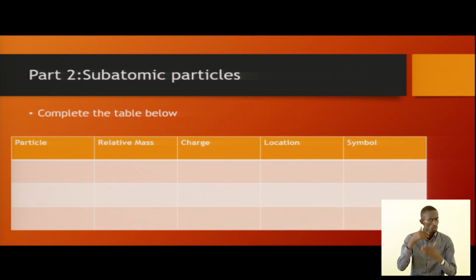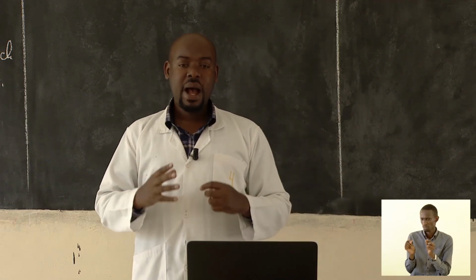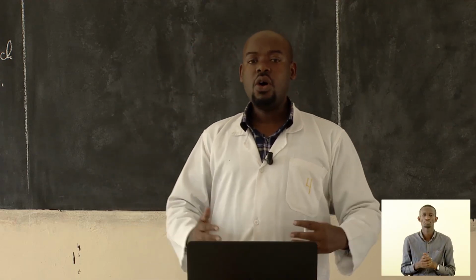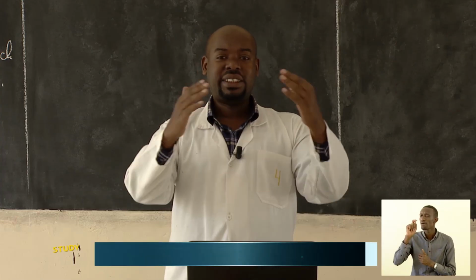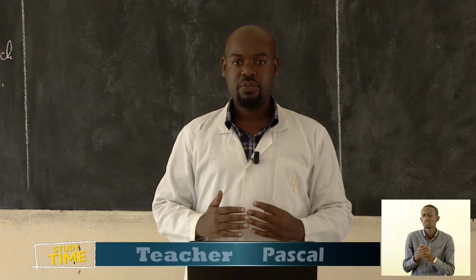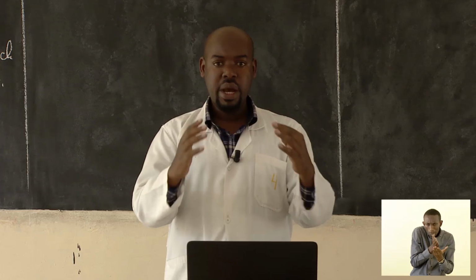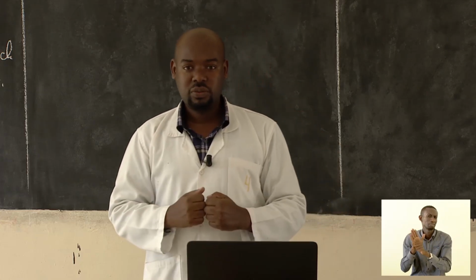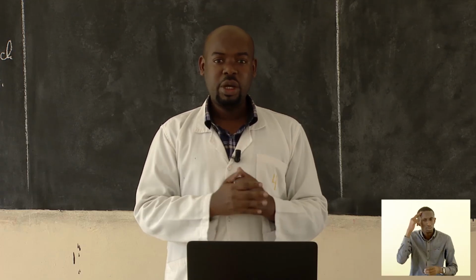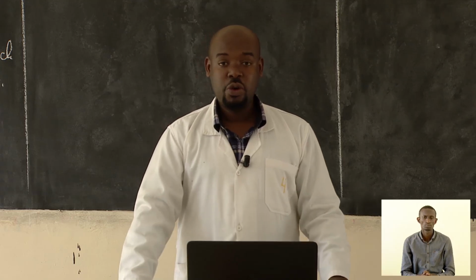Remember, we have seen that we defined an atom as the smallest particle of matter. But we have seen that an atom is also composed by subatomic particles, the particles which are smaller than the atom itself. And we have found that there exist 3 main subatomic particles. Do you remember them? The subatomic particles. I hope you do remember them.